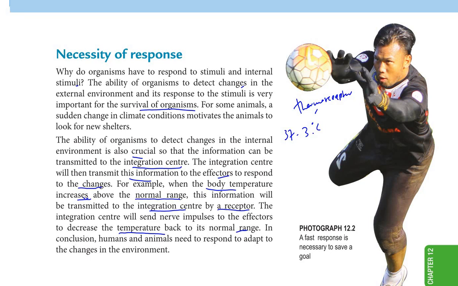So in conclusion, humans and animals need to respond to adapt to the changes in the environment. For example, the goalkeeper here. If you want to become a goalkeeper, you have to have a fast response so that you can save a goal. Usually athletes have to have this fast response, especially runners. Okay, so that's all for this 12.1.